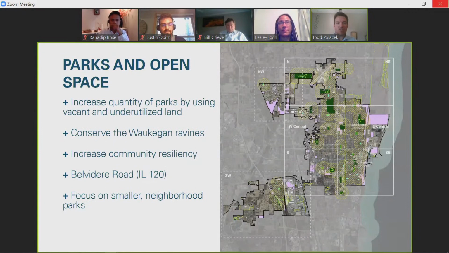Hi, Todd Palachik with Applied Ecological Services. My role was to inventory the parks and open space and contribute to the team and make sure this was all in concert to all the other themes.